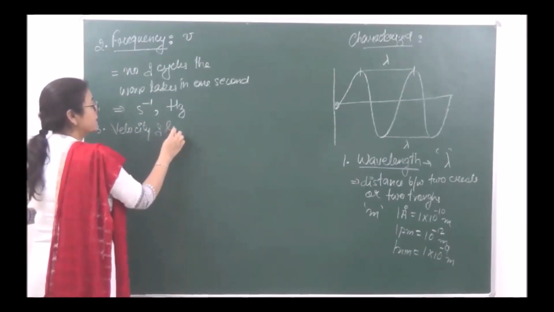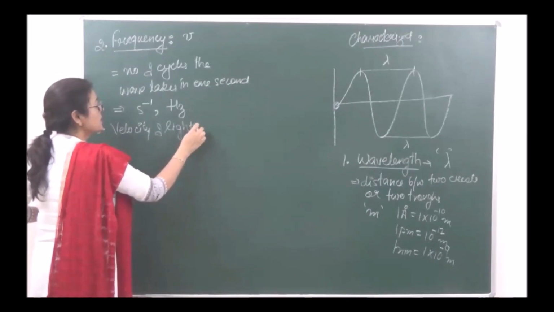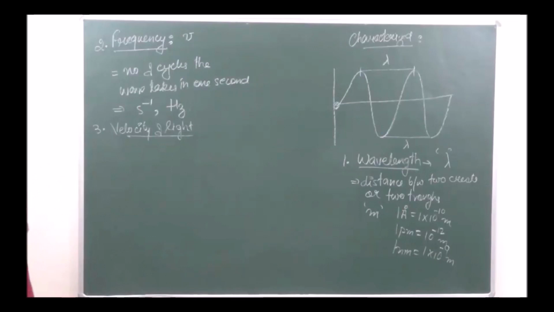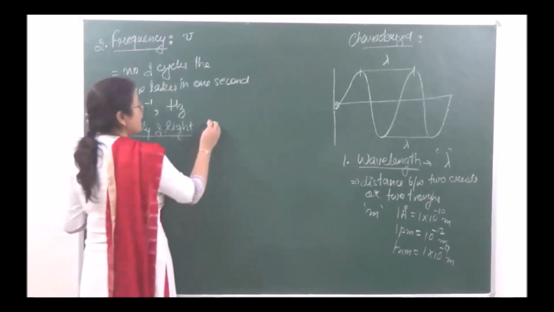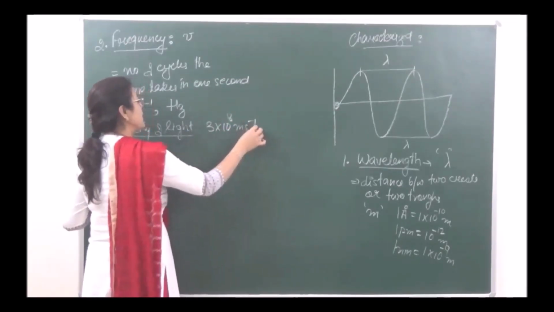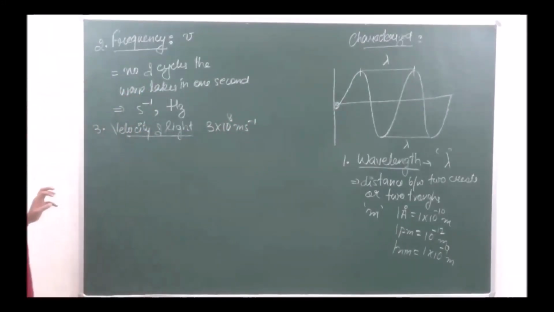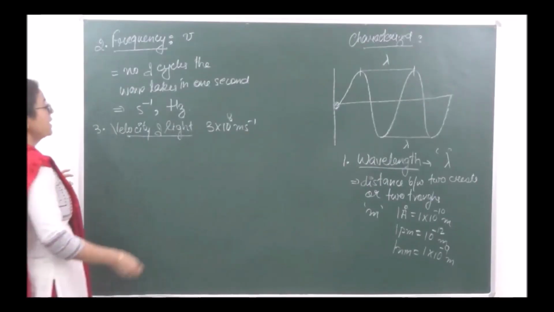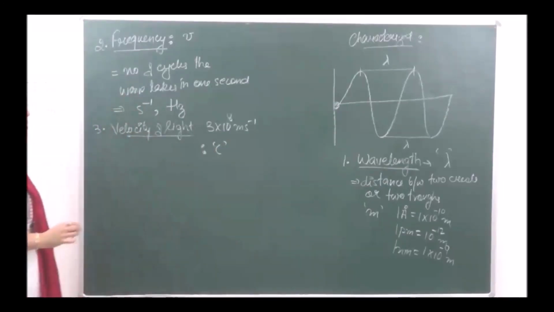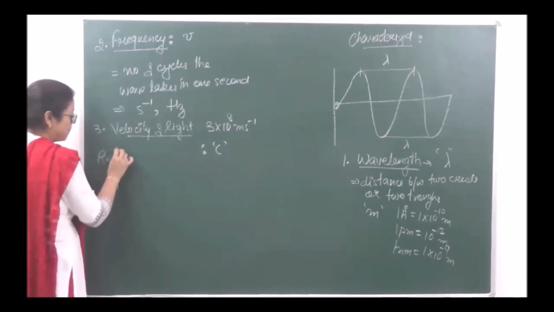Then the third characteristic is velocity of light. As we just said, the electromagnetic radiations have the same velocity, that is velocity of light, and velocity of light has a fixed value, that is 3 into 10 raised to power 8 meters per second, and it is denoted by small c. So we have done 3 characteristics over here. Let's look at the relationship between them.